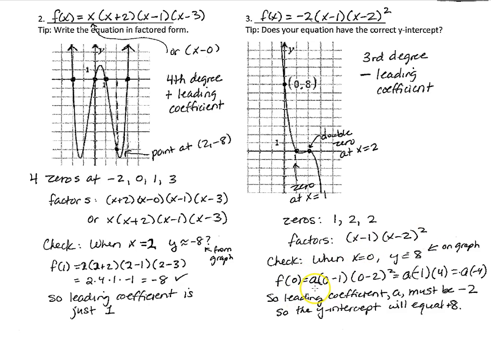So f of 0 is some number A times 0 minus 1 times 0 minus 2 squared, or A times -4. Well, I know that this number has to be a +8 when I put in 0, so A must be -2. So the leading coefficient then is a -2, and that would make the y-intercept correct, would make it equal to 8.